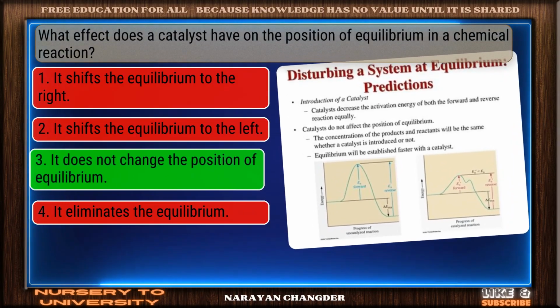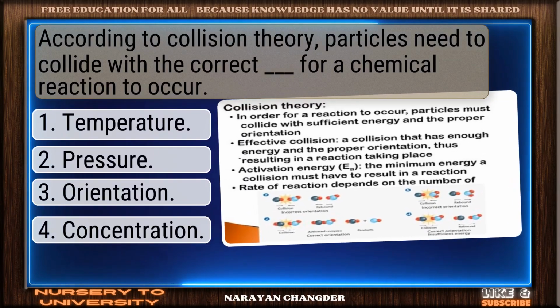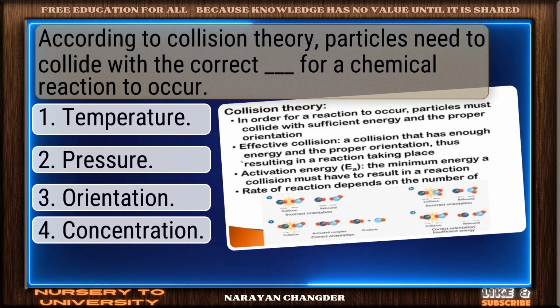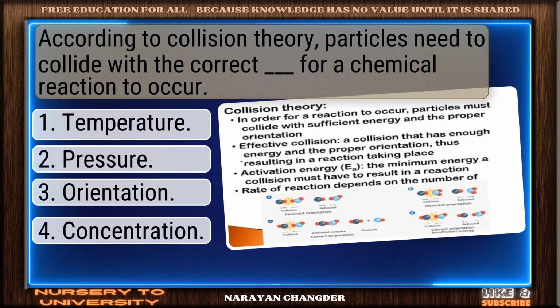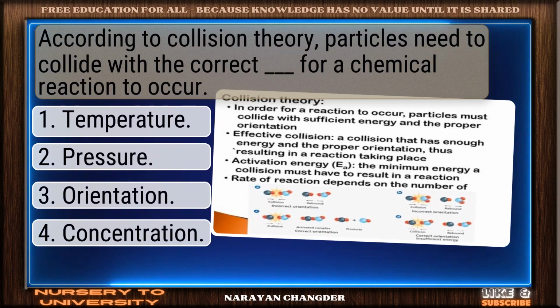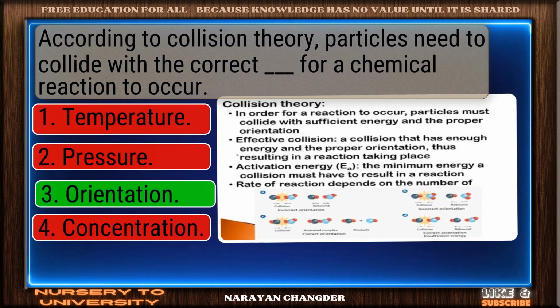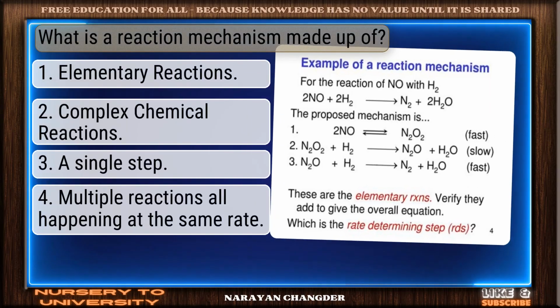Great work. According to collision theory, particles need to collide with the correct dash for a chemical reaction to occur. Option 1, temperature. Option 2, pressure. Option 3, orientation. Option 4, concentration. Nailed it, orientation. What is a reaction mechanism made up of?